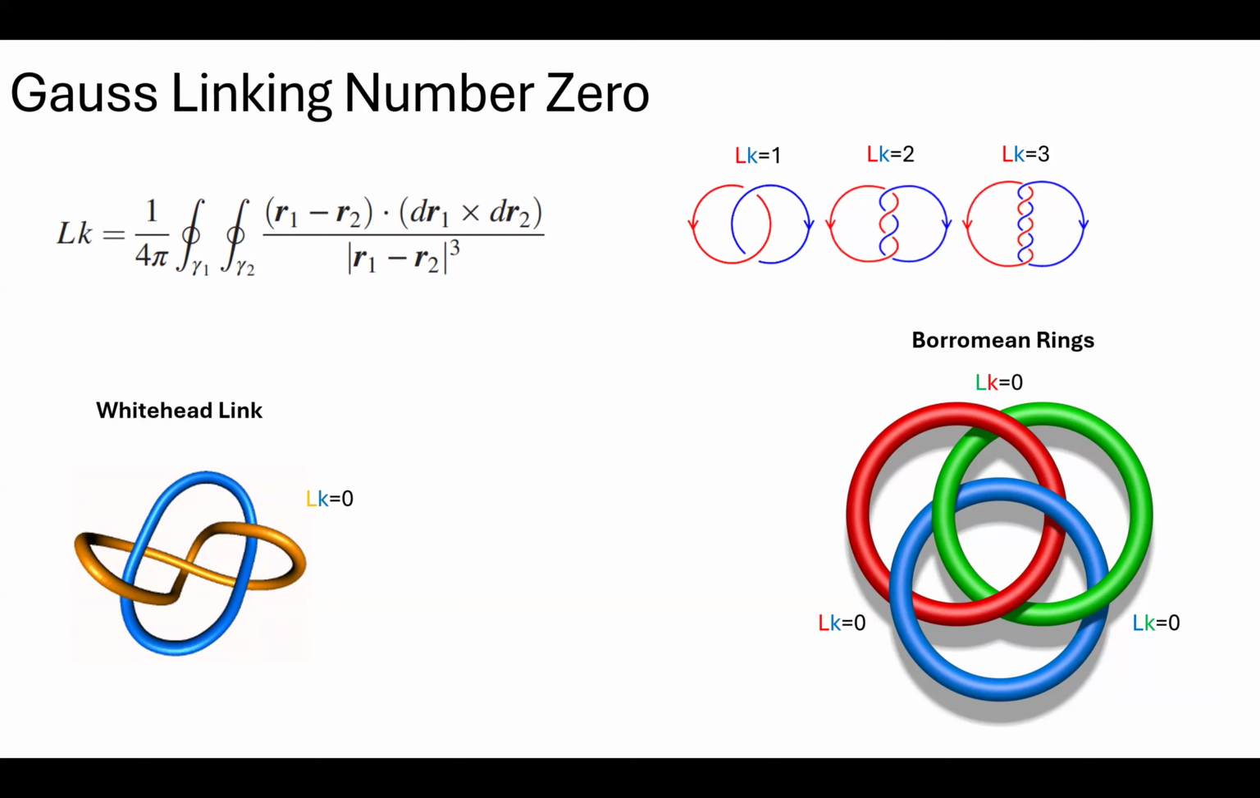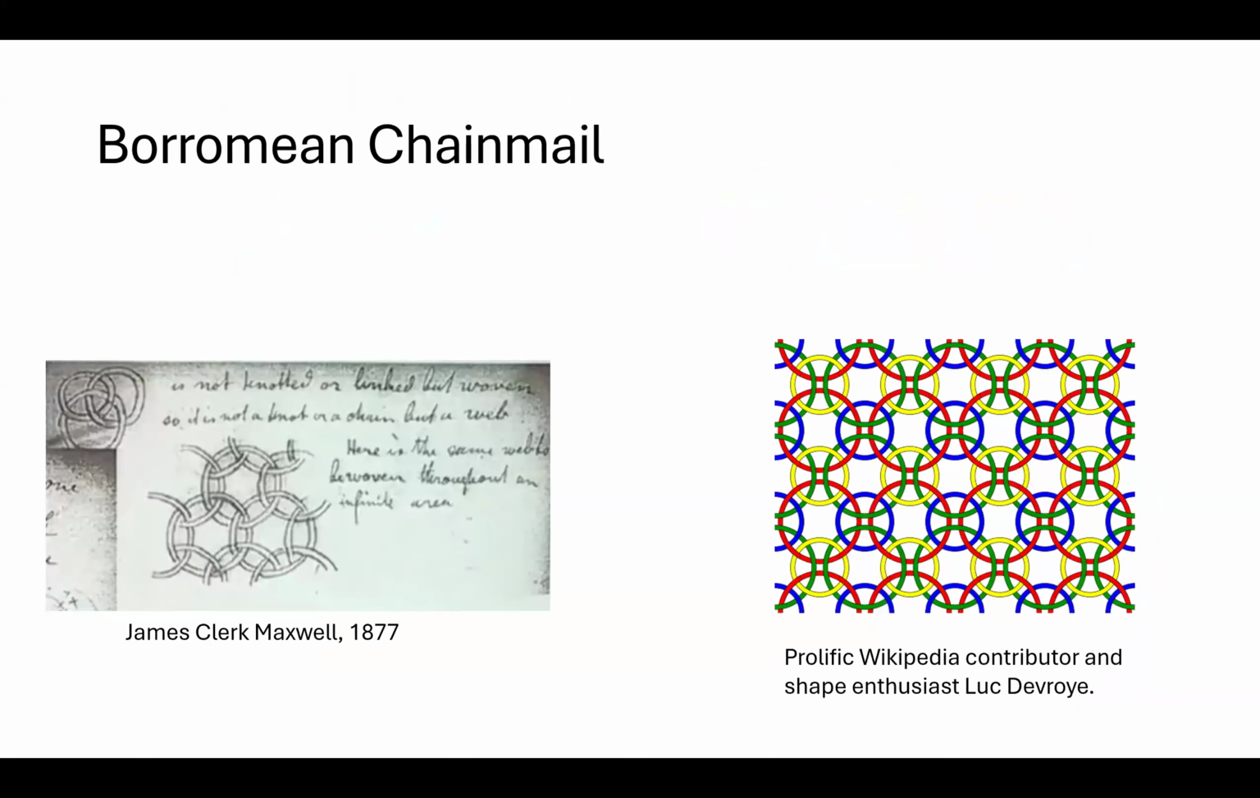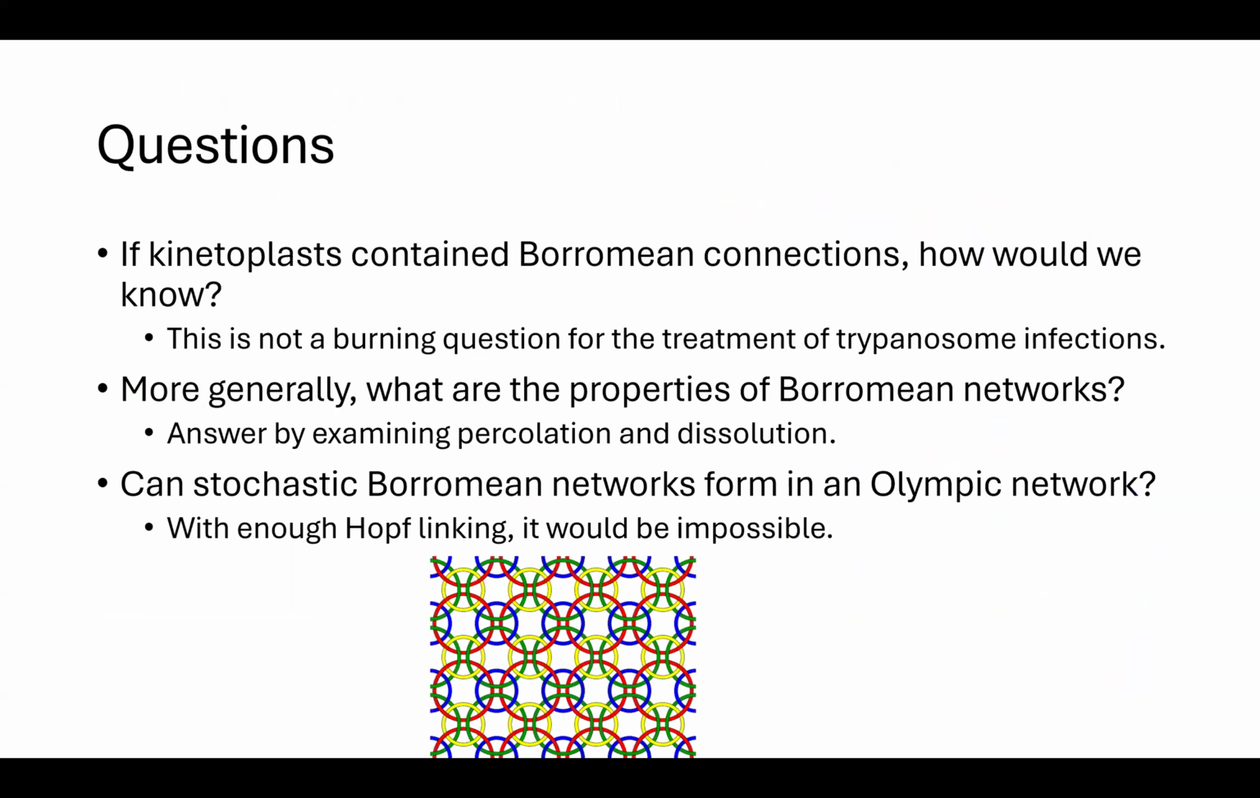So you can extend these Borromean rings into bigger structures, which are called Borromean chainmail. And probably the first picture of this was drawn by James Clerk Maxwell in 1877 on a postcard. A couple of years ago, I saw this picture of Borromean chainmail on Wikipedia, and it just nerd sniped me in a very big way. So I've had a lot of questions related to that since then, which I've been trying to investigate, and currently am with Ryan and Jonathan.